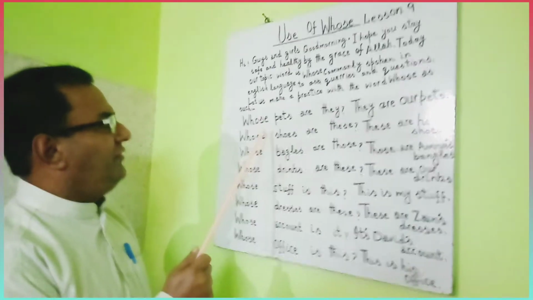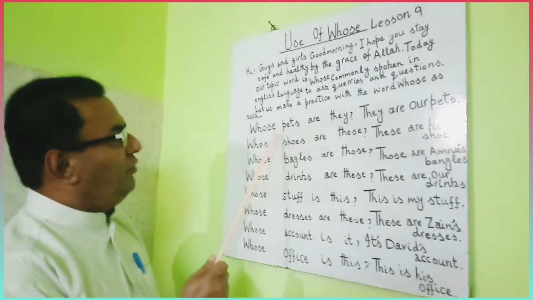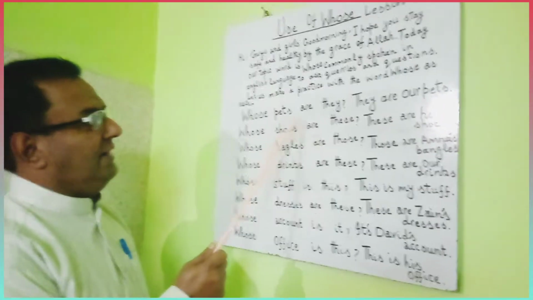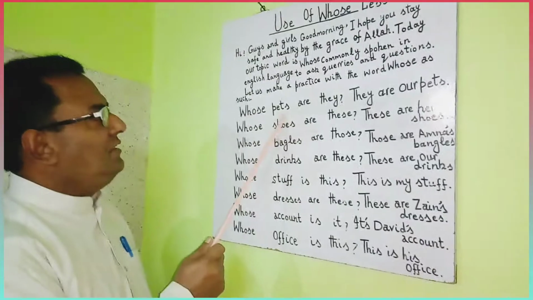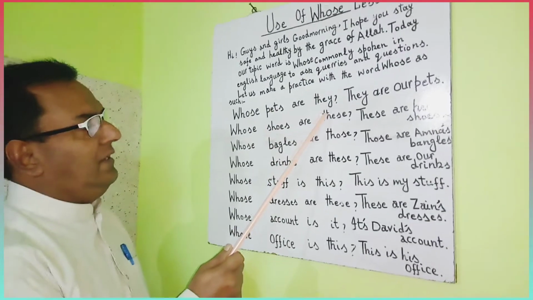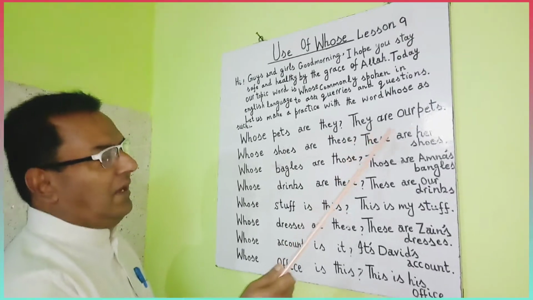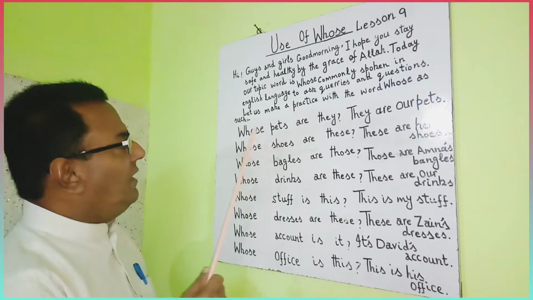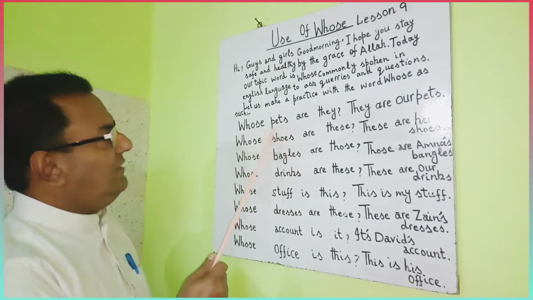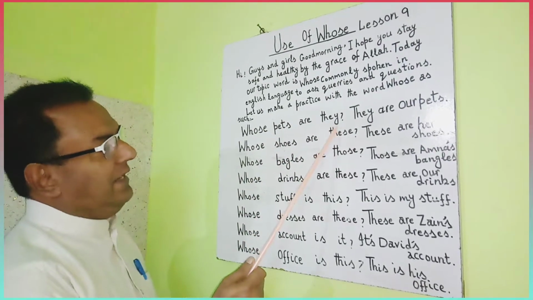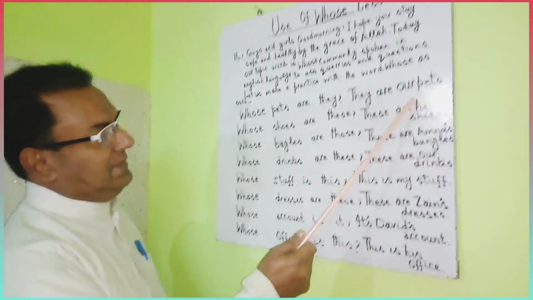Here on this whiteboard, you may see the first sentence. First query is: Whose pets are they? They are our pets. Once again, we say it. Whose pets are they? They are our pets.